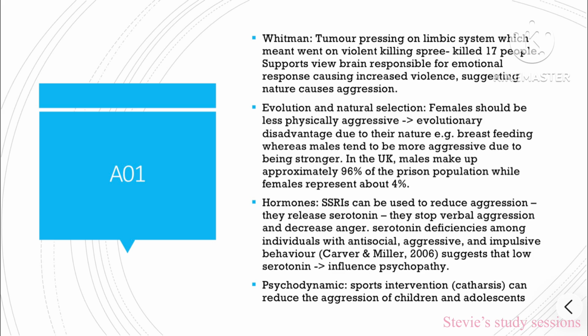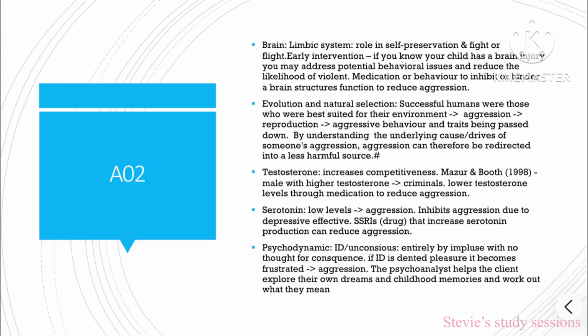SSRIs can be used to reduce aggression. They release serotonin, stop verbal aggression and decrease anger. Carver and Miller, 2006, found that serotonin deficiencies were found among antisocial, aggressive and impulsive people. This suggests low serotonin can lead to psychopathy. Psychodynamic: sports intervention catharsis can reduce aggression of children and adolescents. The limbic system plays a role in self-preservation as well as fight or flight. Early intervention may allow you to address behavioural issues and reduce the likelihood of violent behaviour.